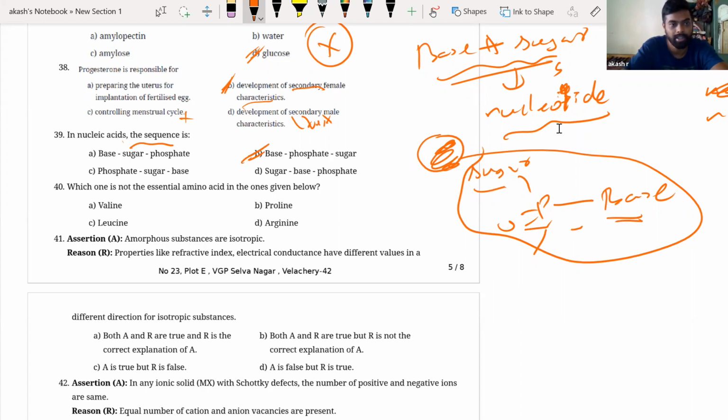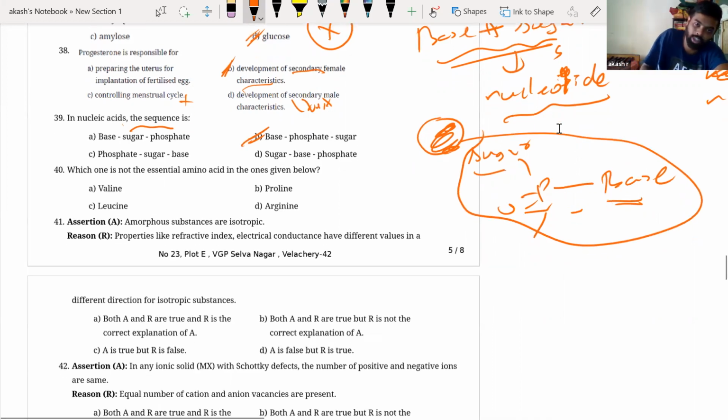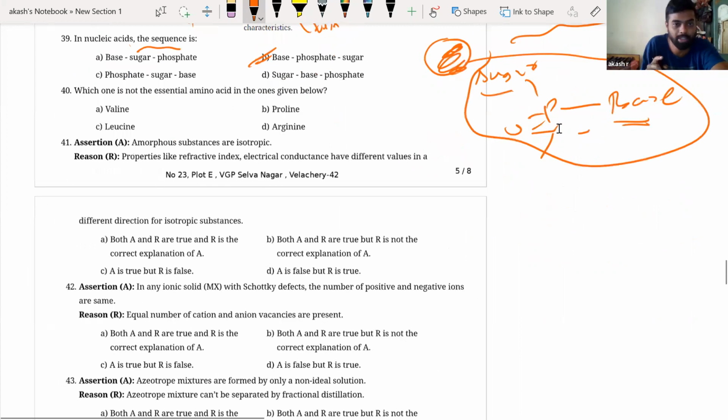Right? Okay, next. Which of the following is an essential amino acids? Please check this. You have your exam. I don't have my exam. I don't have to remember this, but you have to remember this.